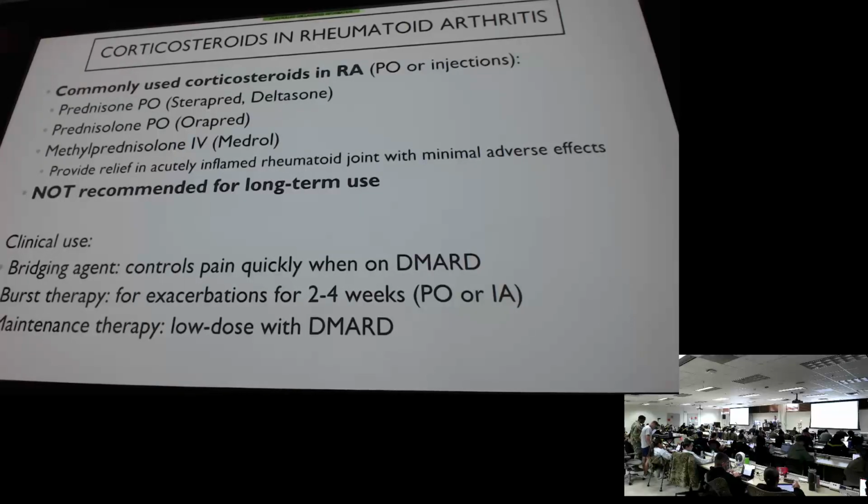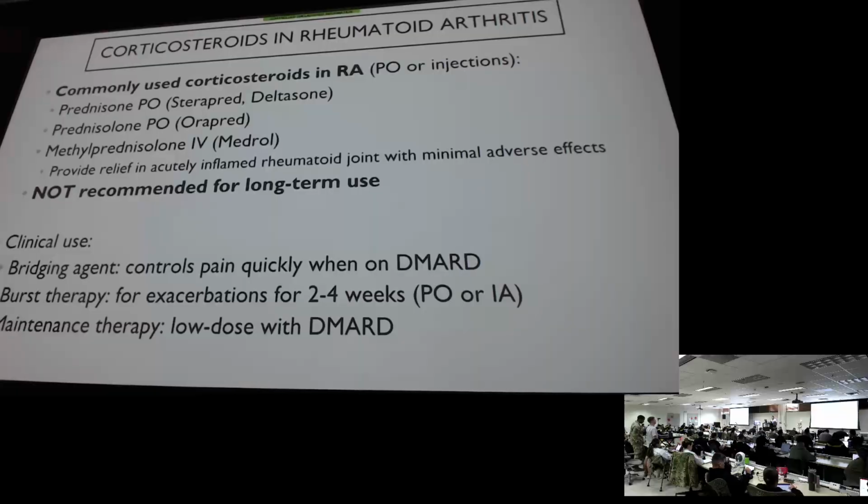We are not using corticosteroids long term. They're bridging therapies to help with the pain and inflammation. If there's an acute flare, we can use them as a burst treatment for anti-inflammatory effects, but we don't use them long term. As the 3 bullets at the bottom of the slide show, use as a bridging agent, quickly control the pain while they're getting started on their DMARD.